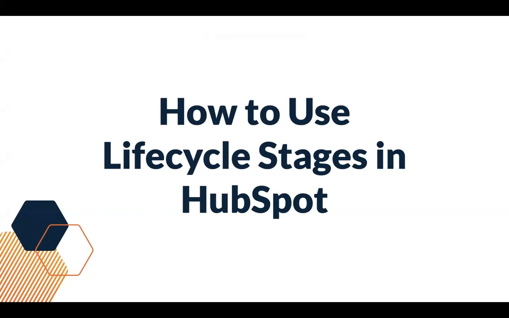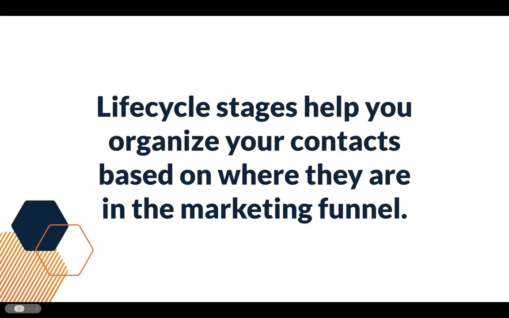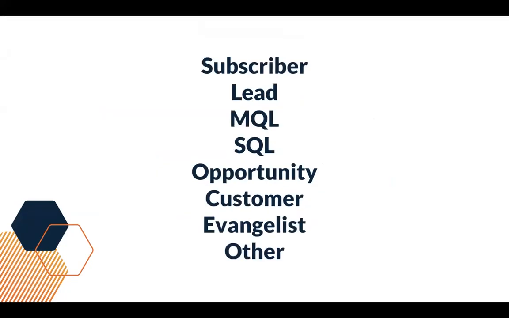Today, we're going to talk about what lifecycle stages are and how to use them in HubSpot. Lifecycle stages help you organize your contacts based on where they are in the marketing funnel. In HubSpot, the default lifecycle stages are subscriber, lead, MQL or marketing qualified lead, SQL or sales qualified lead, opportunity, customer, evangelist, and other. You can also add custom lifecycle stages in HubSpot, which we'll come back to in a moment.